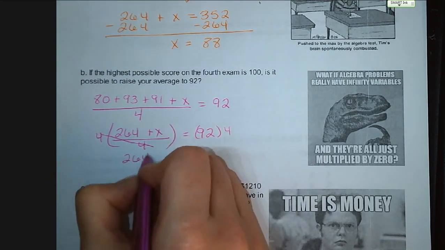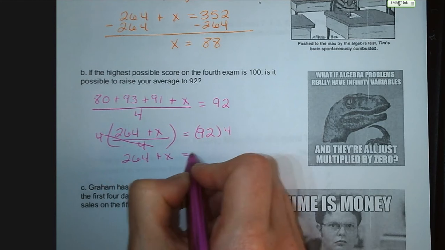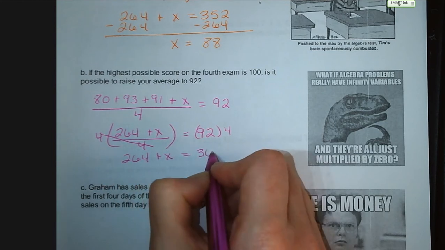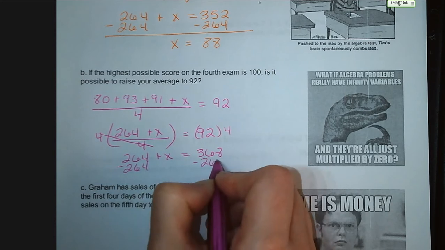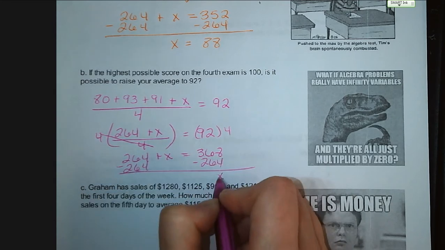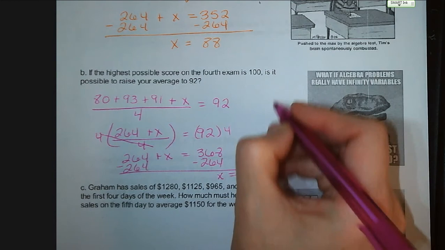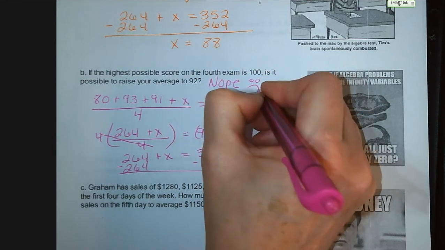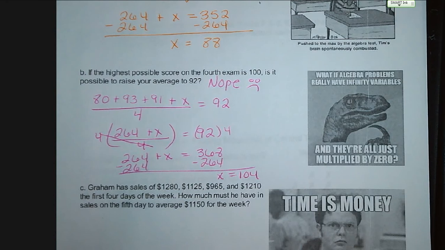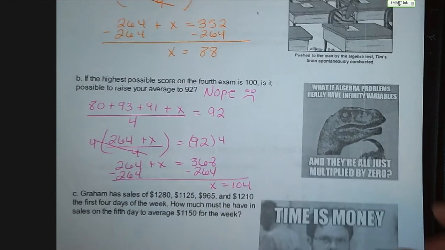264 plus x equals 368. Subtract 264 from both sides. X is equal to 104. So can you get the highest possible score of an A? Nope. Sorry. Should have prepared better for that test.